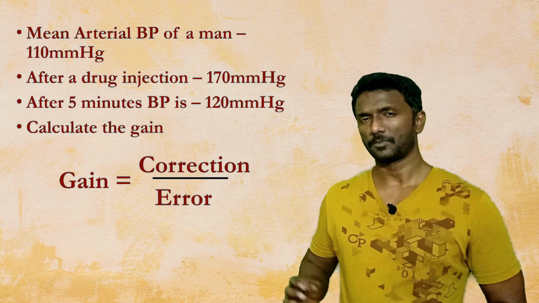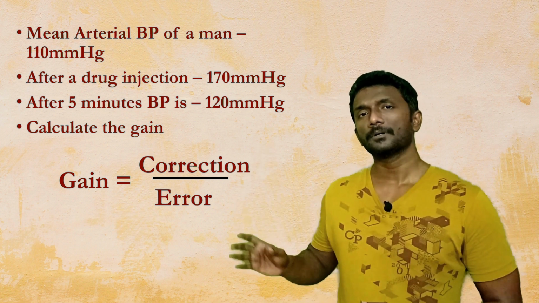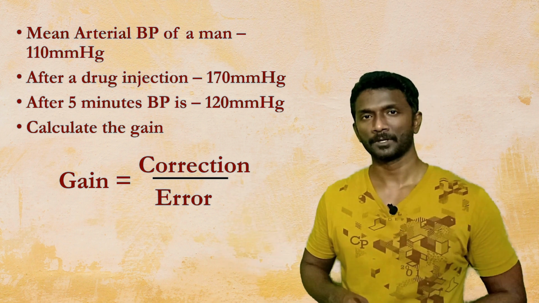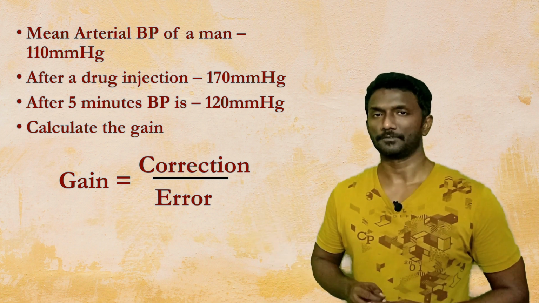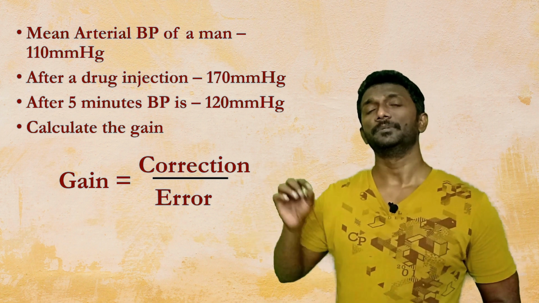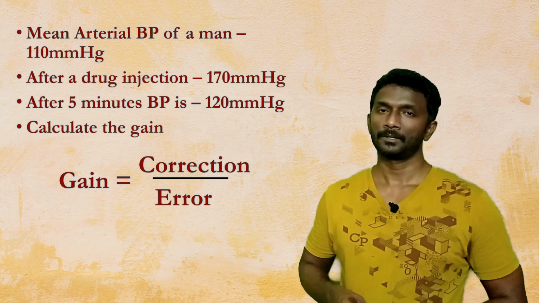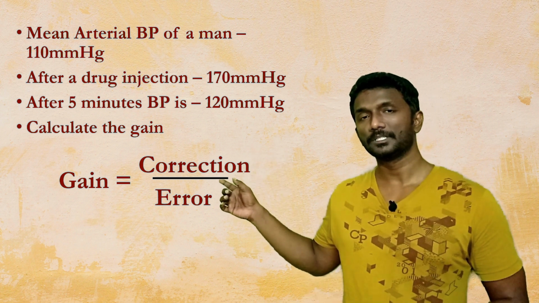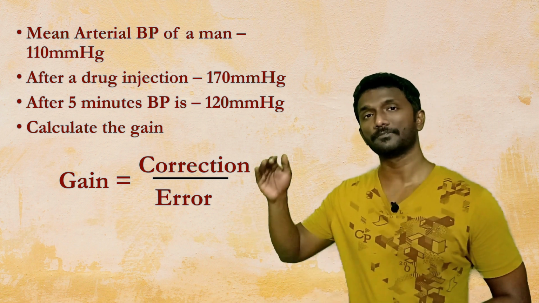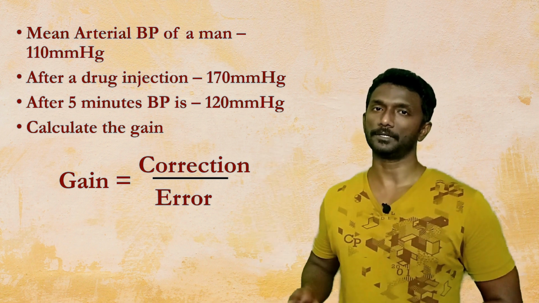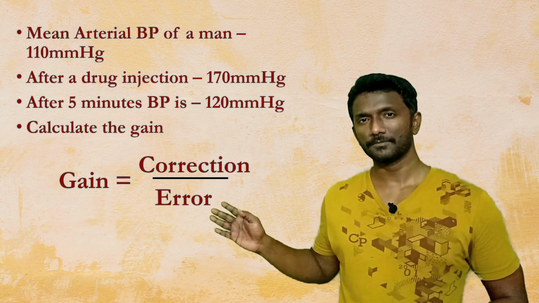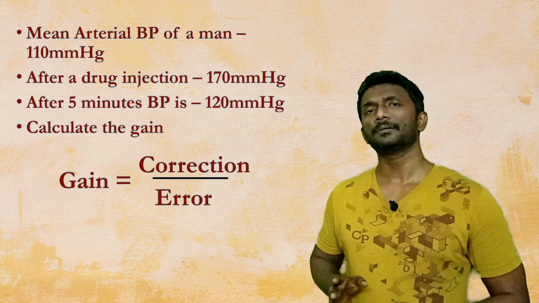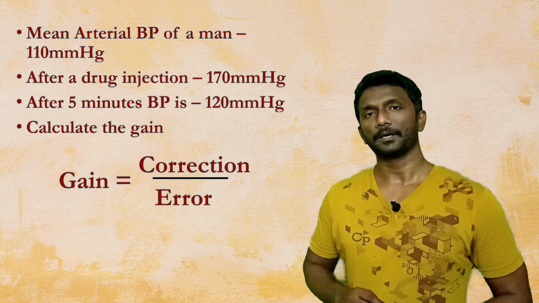Now let's analyze this problem a little bit. The normal homeostatic BP, probably you can call it, is 110. The disturbance here is injection of a drug, and that stimulates the BP and it reaches 170. This disturbance changed the variable, and this variable change activated feedback systems which finally decrease the BP back to 120. So this is an example of, yes, you guessed it, negative feedback mechanism. So with this all in mind, now let's calculate correction and error.